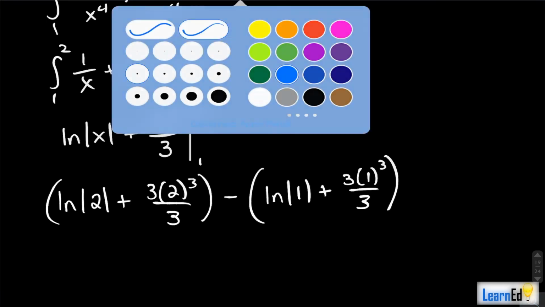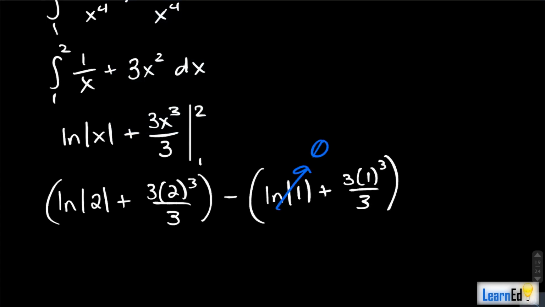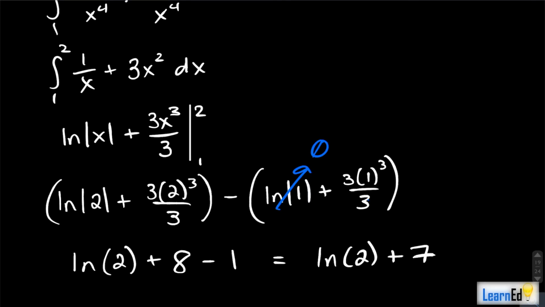So this piece right here is 0. This piece is 1. Right here, this piece is 1. So we get a natural log of 2. I can get rid of the absolute value signs now. We get plus 8, and then we have a minus 1, because there's a minus sign here. So we just get natural log of 2 plus 7. And that's our answer. Okay?